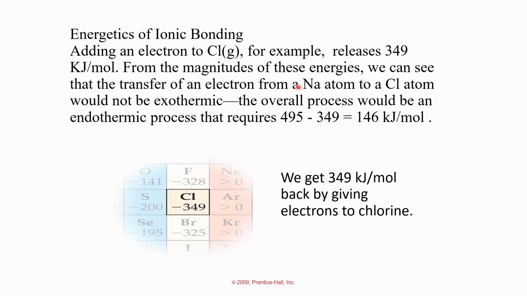Now, from the magnitudes of these energies, we can see that the transfer of an electron from a sodium atom to a Cl atom would not be exothermic. The overall process would be endothermic, requiring the input of 146 kilojoules per mole. So again, as you can see here, we get 349 kilojoules per mole back by giving electrons to chlorine.